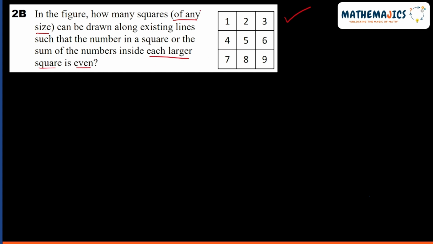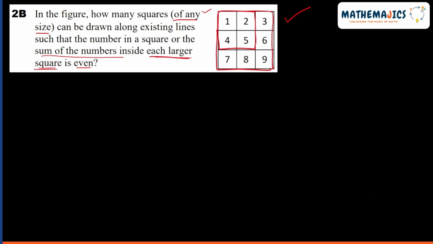So what does it mean by saying of any size? See, we can see there are these small squares, but we can create bigger squares as well out of this picture. How? See, this is also one square. Yes, this is also one square. Correct. Similarly, if I choose the outermost lines, this is also a square. Correct. So that's why at the end, the question is saying the sum of numbers in each larger square. Larger squares means 2 by 2 square or 3 by 3 square. Larger square is even. Okay.